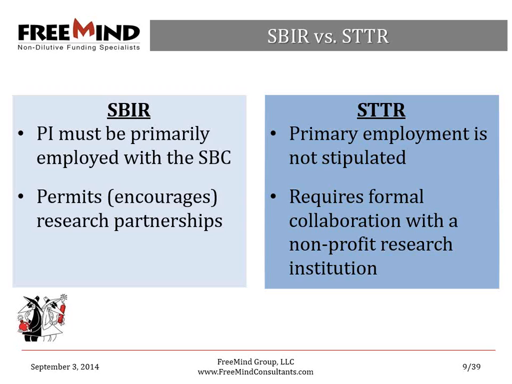STTRs, on the other hand, require that the SBC formally collaborate with a nonprofit research institution. The small business must perform at least 40% of the work, and the U.S. research institution must perform at least 30% of the work. The remaining 30% of the work may be performed either by the small business or by the collaborating nonprofit research institution or by an additional third party. Since we did mention work, it's also very important to remember that all work must be done in the U.S. of A.